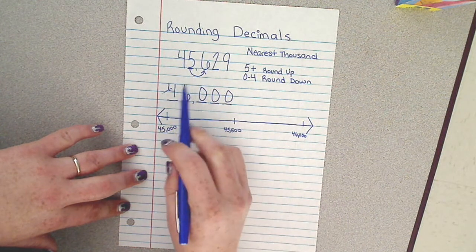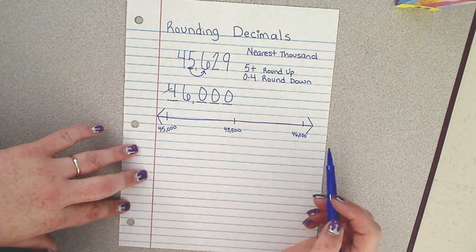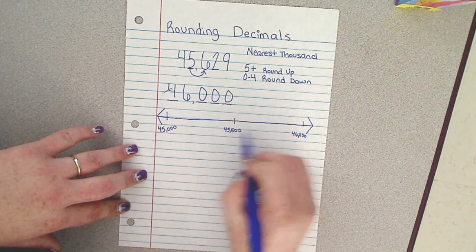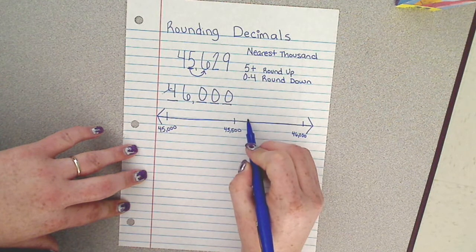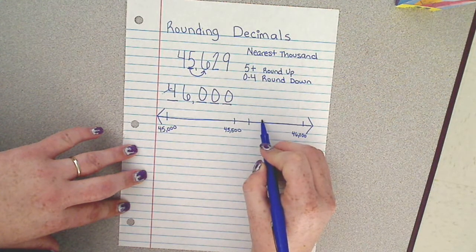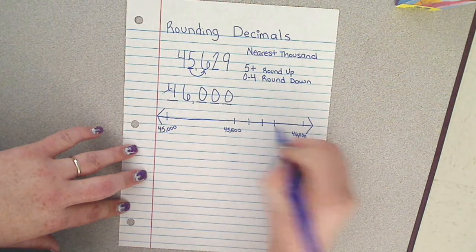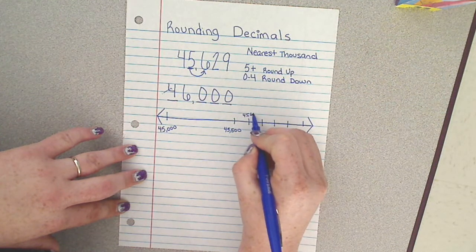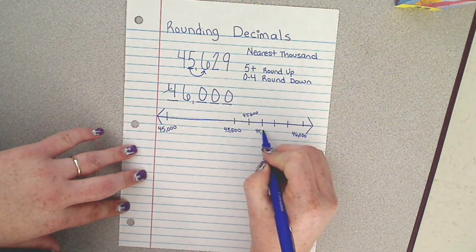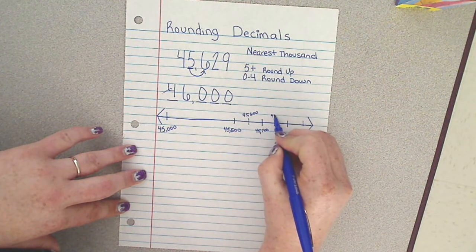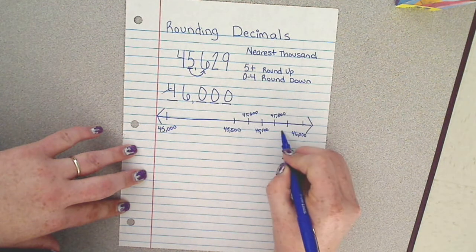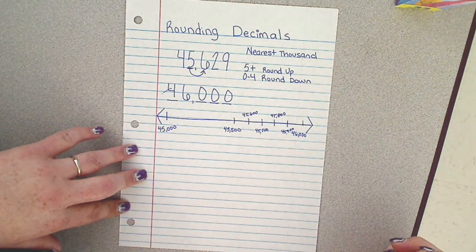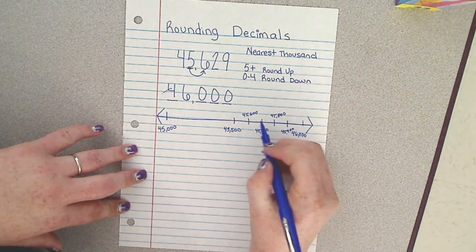Now, 45,629 is going to be, I'm going to estimate, let's see here, 45,500, 45,600, 45,700, 800, and 900. So we could even label 45,600, 45,700, 45,800, 45,900 to 46,000.